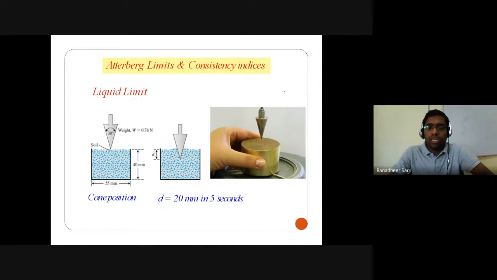We plot a graph between water content and depth of penetration, and from that graph we determine the water content corresponding to exactly 20 mm depth of penetration, which is the liquid limit value of that particular soil. This is what I was trying to talk about. The soil is thoroughly mixed with the water quantity and subsequently placed into your cup, as you can see here, and you allow your cone to penetrate into that particular cup.